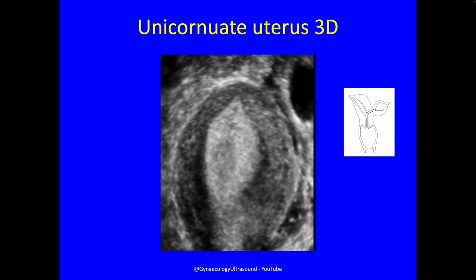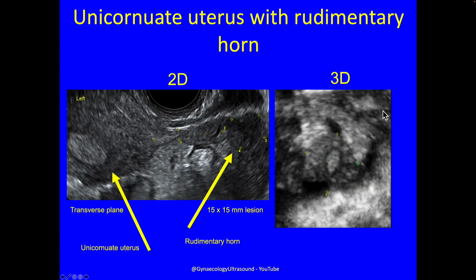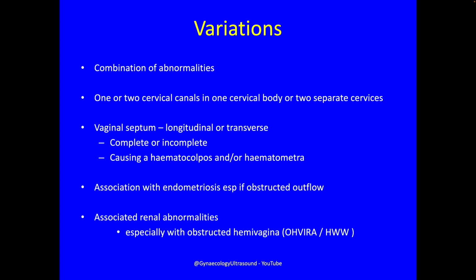You also have to look for the presence of a rudimentary horn, which may or may not be communicating with the main cavity. As in this example, this is a unicornuate uterus in the transverse plane, and there was a connection, some tissue to a little lump there, which was separate from the ovary. And when I turned the 3D on, it showed up beautiful endometrium. So this is definitely a rudimentary horn and unicornuate uterus.